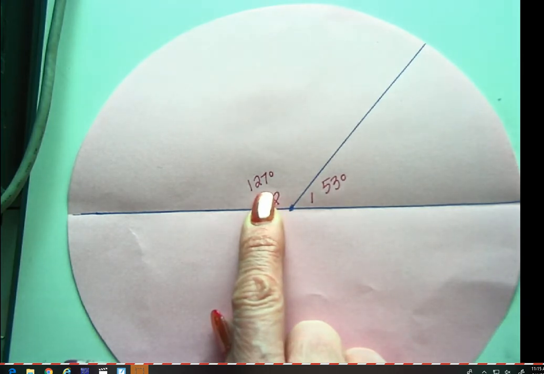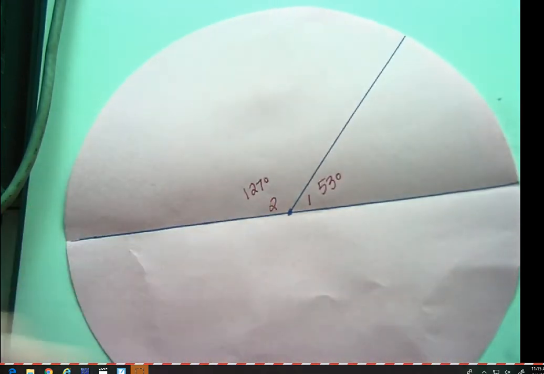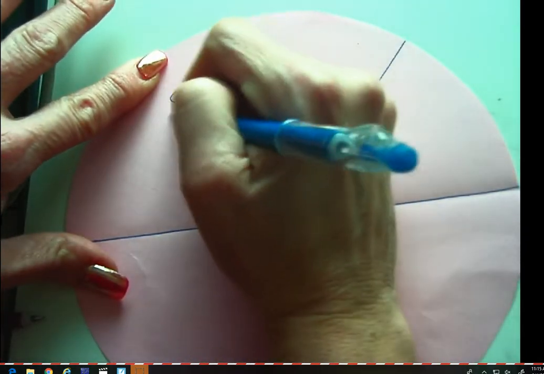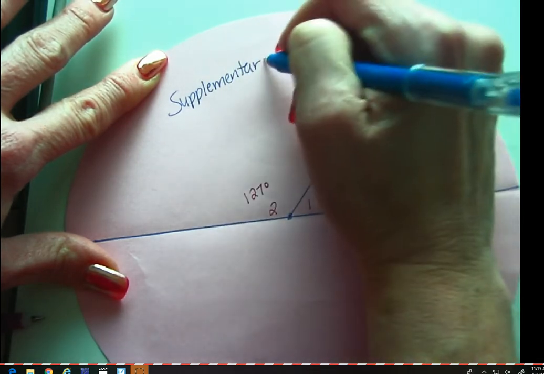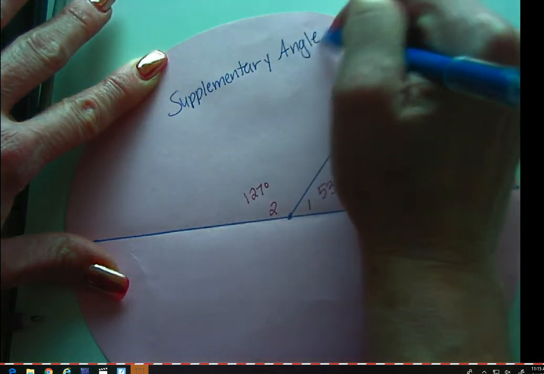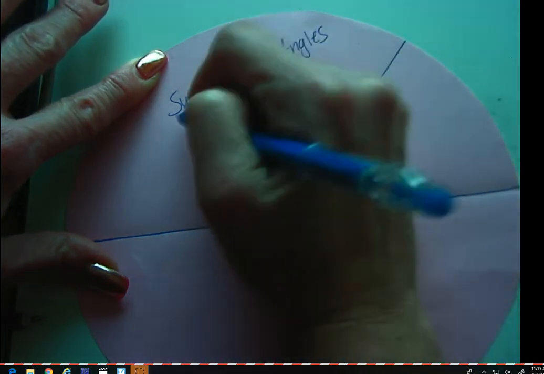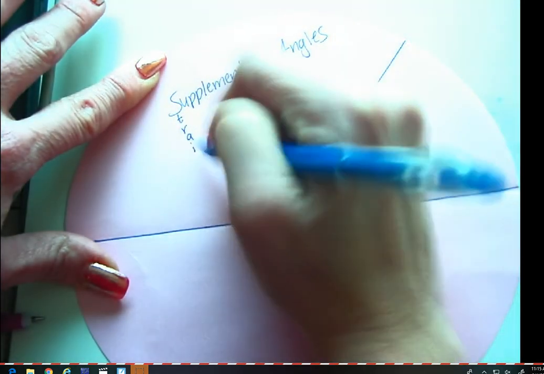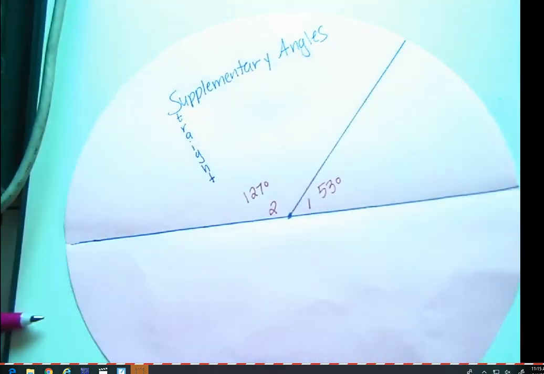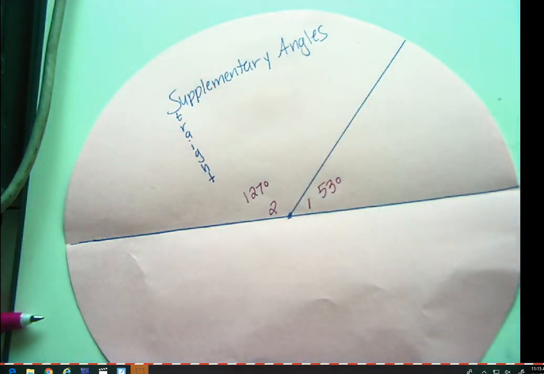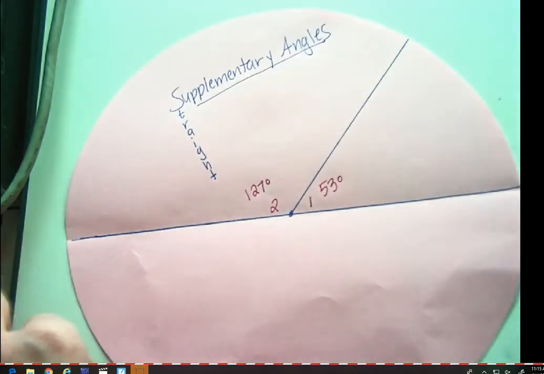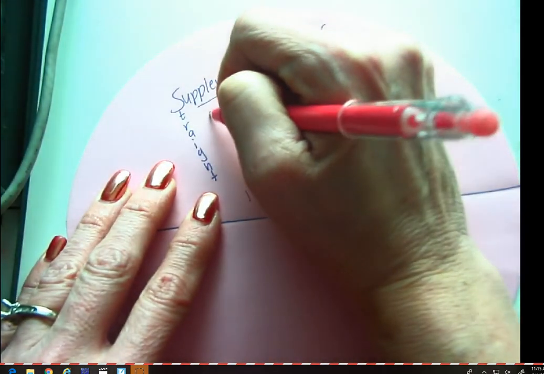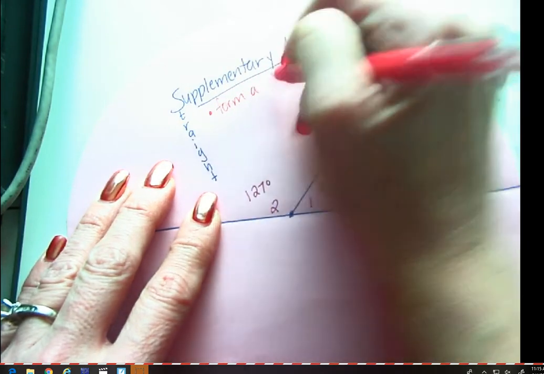Do you have a question? Okay, so we're going to go ahead and define supplementary angles. Supplementary angles form a straight line. So that's a way we're going to remember it. Supplementary starts with S. They form a straight angle. And what's also true about supplementary angles, they form a straight angle, just like we said.